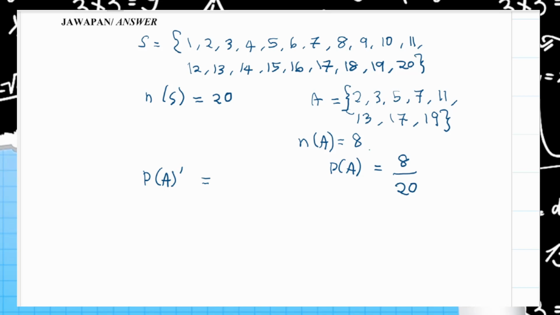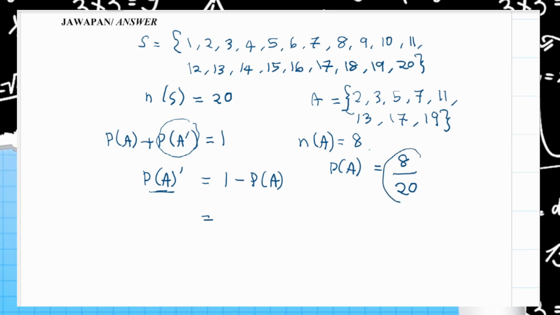But then you want to find PA prime. So remember the formula given: P of A plus P of complement of A is equal to 1, right? So when you want to find PA prime, you can use the formula. PA prime equal to 1 minus PA. Your PA here is 8 over 20. So 1 minus 8 over 20, you will get 12 over 20.